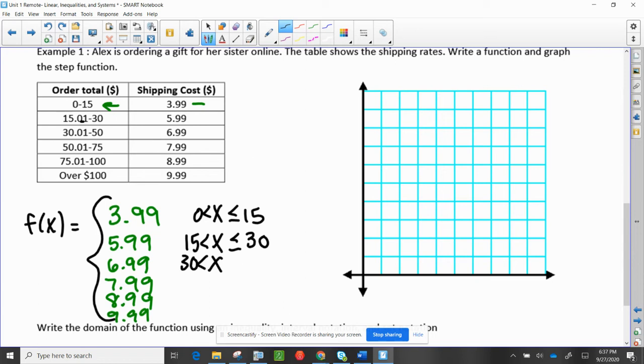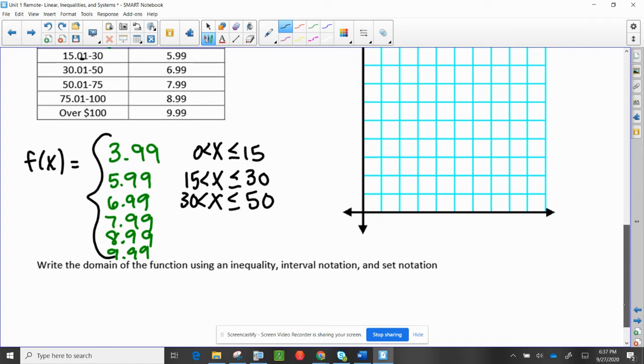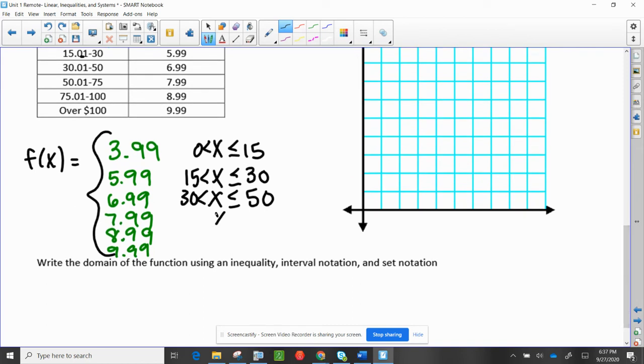When X is greater than 30, now you see I'm not using like 30.01 because I'm just going to say it's strictly greater than, not equal to. And that should cover anything with 30 or more, okay, right? Or less than or equal to 50. And then I'm going to just continue this. So X is greater than 50, but less than or equal to 75. X is greater than 75, but less than or equal to 100. And lastly, anytime we have a value greater than 100.